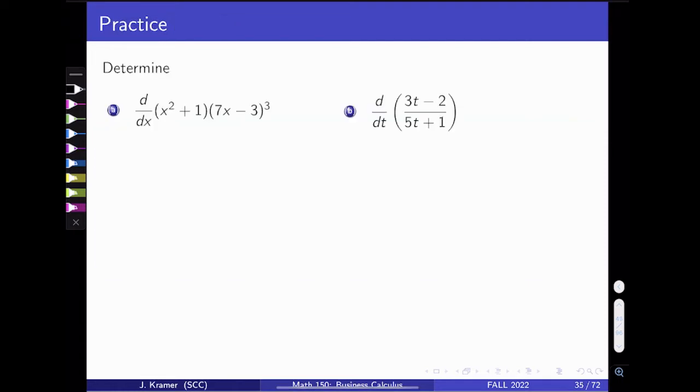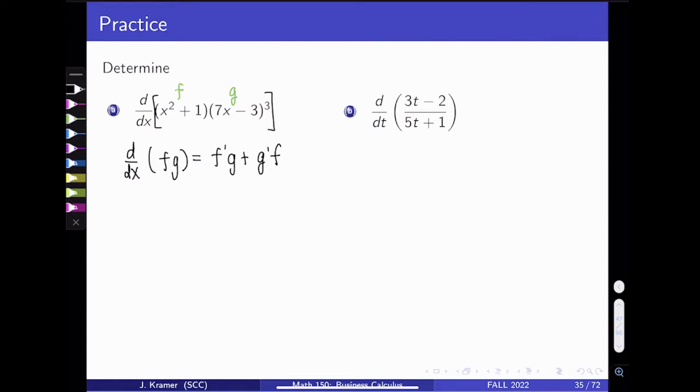Let's take a look at a practice problem. In part A, we can see that we're asked to take the derivative of a product. I'm going to put brackets around this to note that those are all within the derivative operation. So we're looking at the factor x squared plus 1 times 7x minus 3 cubed. I'm going to call the first factor f and the second factor g. And then I'm going to remind myself that the derivative of the product of f and g is f prime times g plus g prime times f. Again, the order of that is not as important, just as long as one derivative gets multiplied to the other non-derivative.